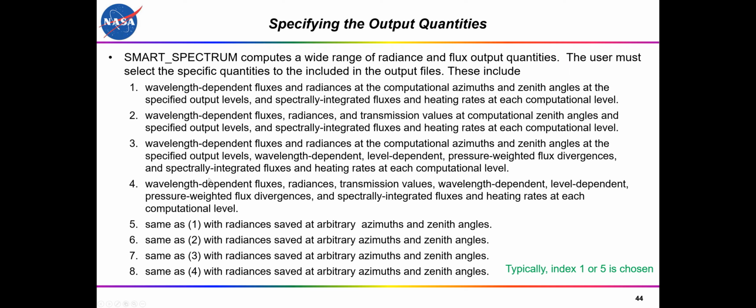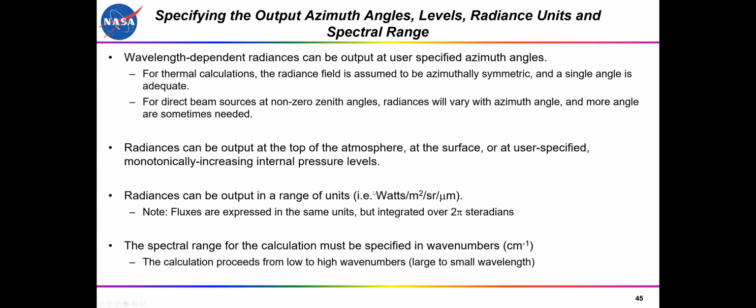Choices 1 through 5 assume everything comes out on the computational angles. Those are those Gaussian internal angles. If you want to put things on your own arbitrary set of azimuth and zenith angles for output, choose one of these indices down here. Item 5 corresponds to item 1, except it's at a user specified azimuth and zenith angle. So item 6 corresponds to item 2, and so forth and so on. My users typically pick 1 or 5. Here I was perverse and picked 2. Okay.